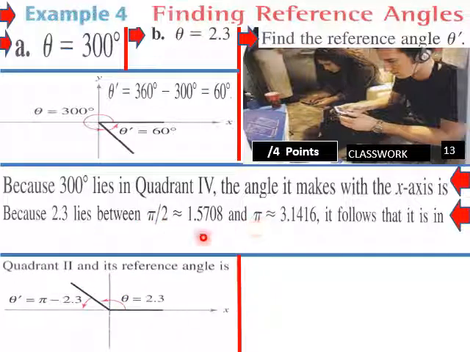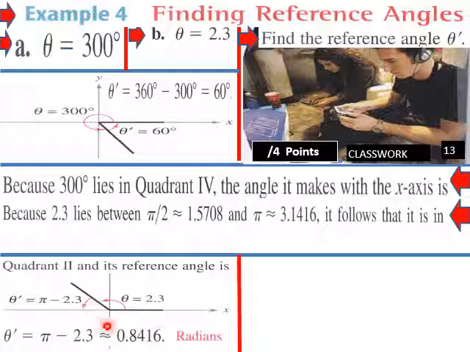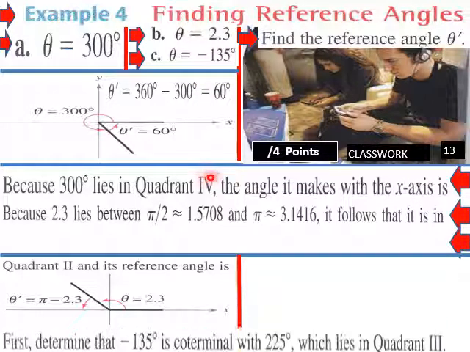So to get that solution, it's quadrant 2, and its reference angle theta prime would be pi minus 2.3, which would equal 0.8416 radians in this situation where theta equals 2.3. The reference angle would equal 0.8416 radians, meaning this distance here, radians, okay?